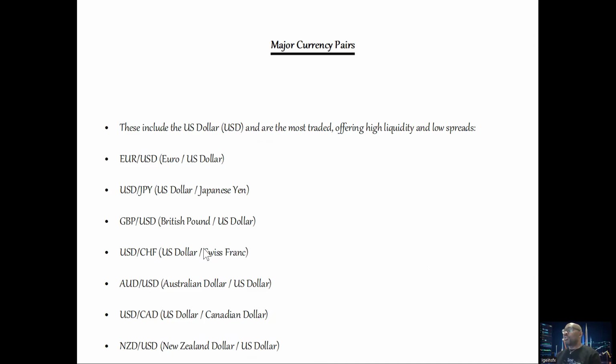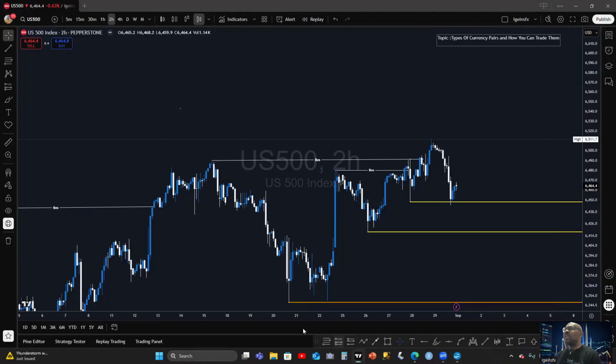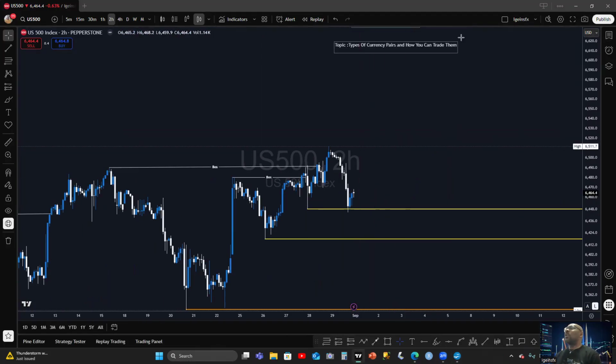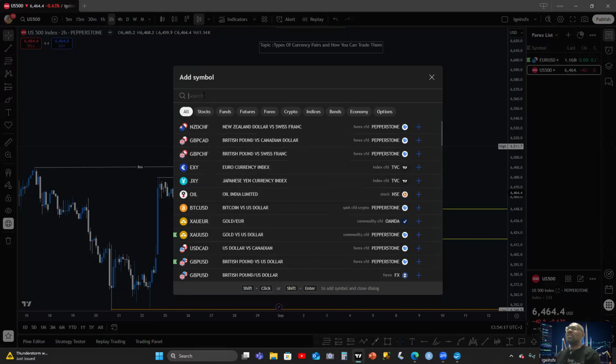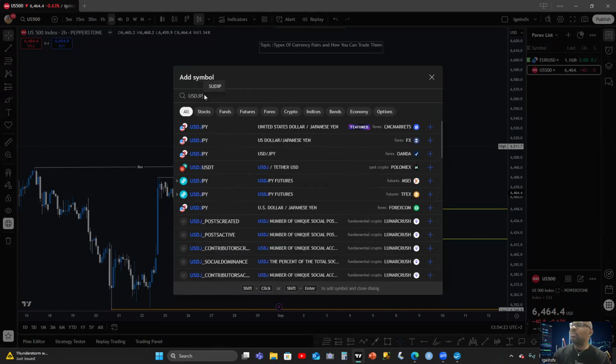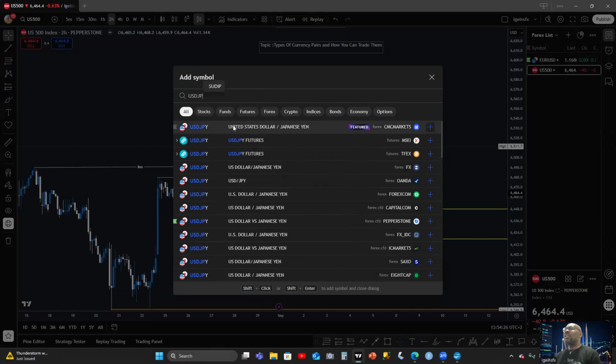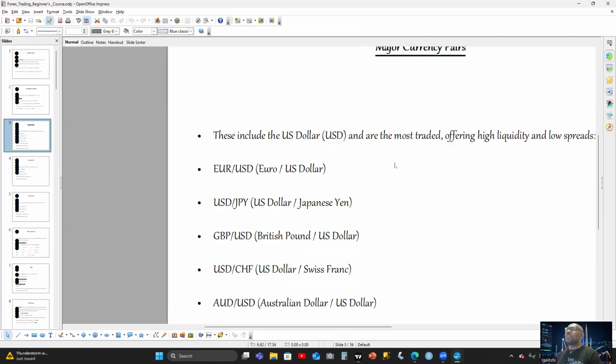When you want to trade, if you log into your MetaTrader 4, for example, or your TradingView, once you click where all these things are, click on the plus sign, you will see all those things. If I type USD/JPY, for example, you see United States dollar and Japanese yen. If I want to add it to my list, I will just click this plus sign, it is already added. These are the currency codes for you to trade.